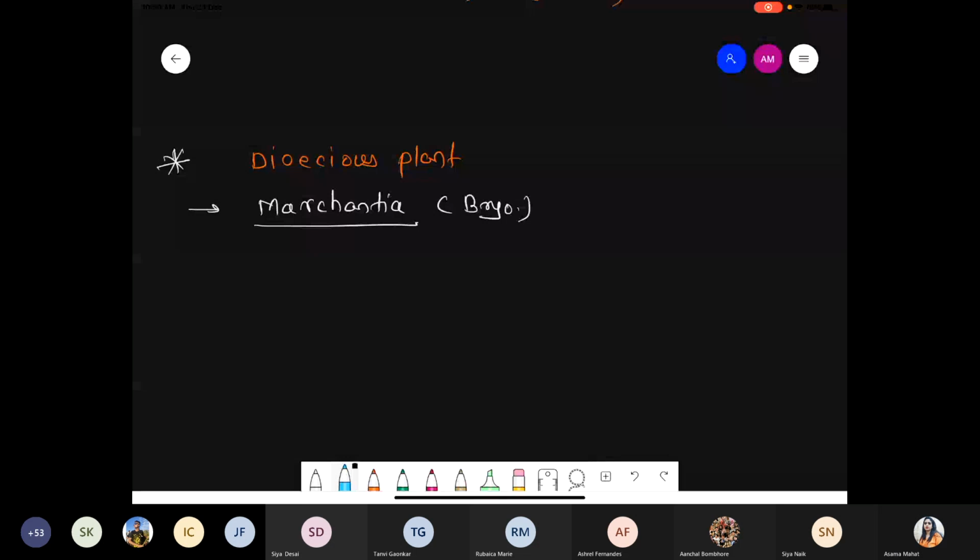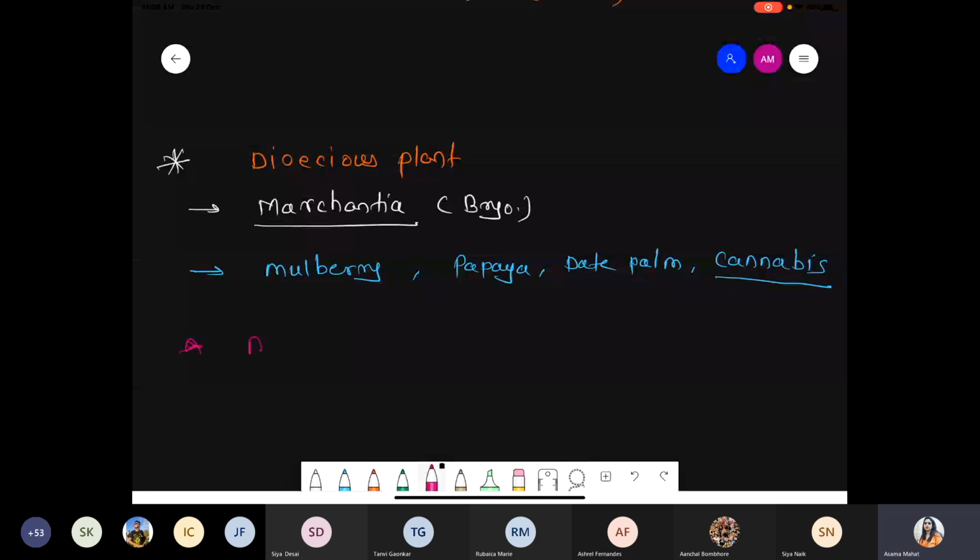Another one, mulberry. Mulberry is also an example for the dioecious. Now papaya is also an example for the dioecious. Date palm is also an example for the dioecious plant. And cannabis is also an example for the dioecious plant. Another condition we are talking about, monoecious plant. Monoecious means what? Both sexual parts are present on the same plant.